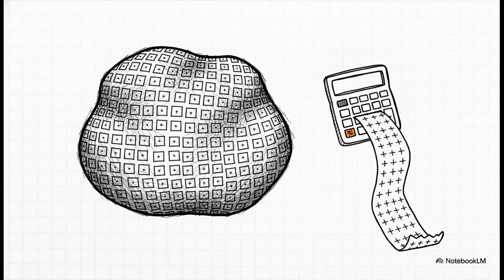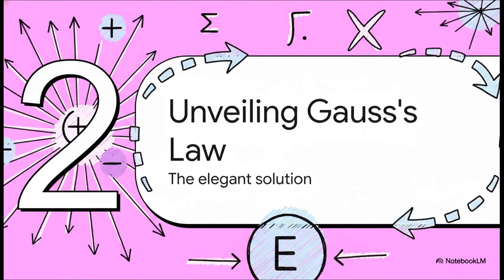But here's the problem. To get the total flux for the whole shebang, you'd have to do that calculation for every single little patch and then add them all together. For any shape that isn't ridiculously simple, this becomes a total nightmare. It's an incredibly tedious, if not impossible job. And this is where the story gets really, really good. A genius named Carl Friedrich Gauss came along and found an incredible shortcut, a way to bypass all of that painful math. And honestly, it's one of the most beautiful ideas in all of physics.